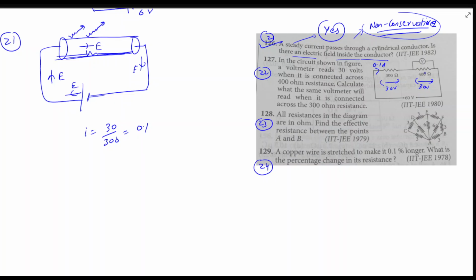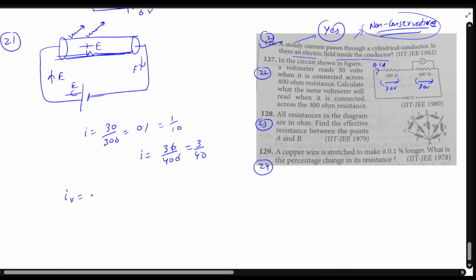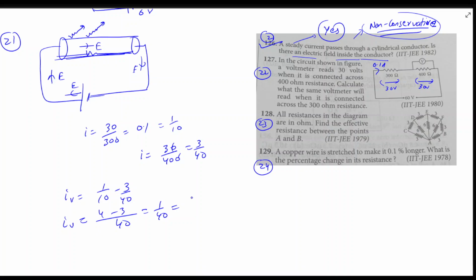So from this resistance, how much current will it have? So it will be V, 30 upon 400. So it will be 3 by 40 and this was 1 by 10. So the current through the voltmeter will be 1 by 10 minus 3 by 40. So we will have 4 minus 3, it will be 1 by 40. So this is the current through the voltmeter, and we know the voltage across it, V by R of V. So simply we'll get the resistance of the voltmeter as 40 into 30. So it will be 1200 ohm, right?